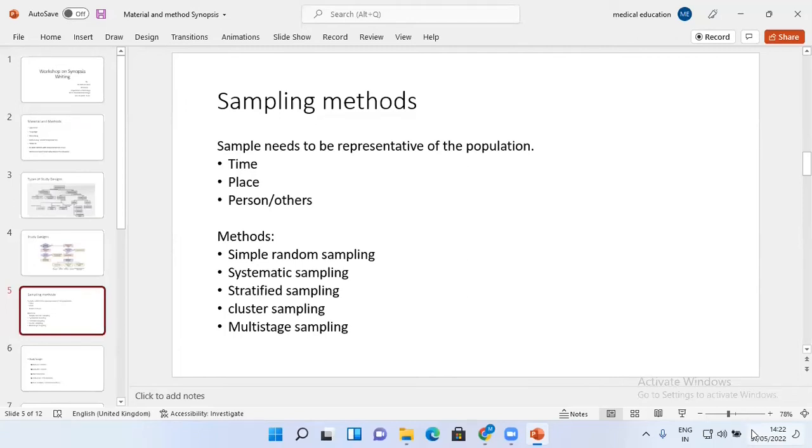Just to enumerate the different methods: simple random sampling; systematic sampling, meaning every fourth or fifth case you select; stratified sampling; cluster sampling, meaning from different groups you select a few people; and multi-stage sampling, at different levels, like in PSM, from PHCs in some rural area, then some from the urban areas. All these are different sampling methods, the details of which you will learn by self-directed learning, by attending that basic research methodology course.